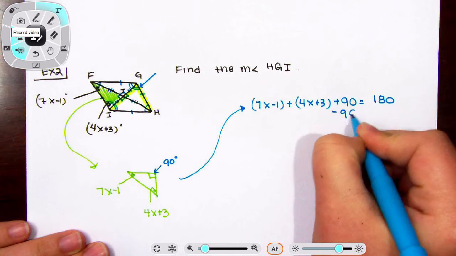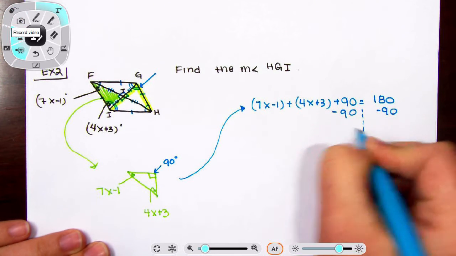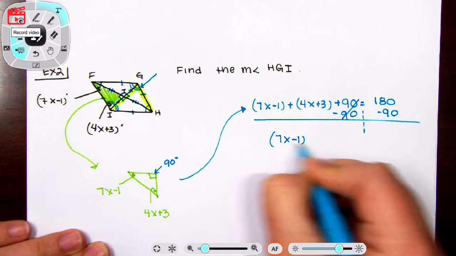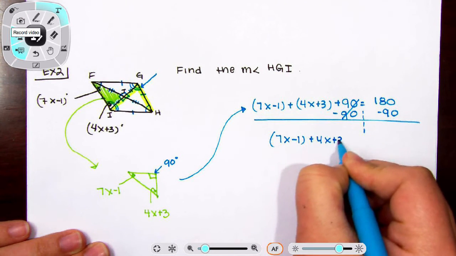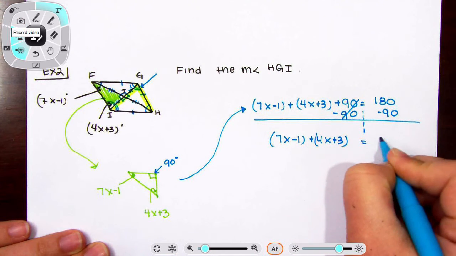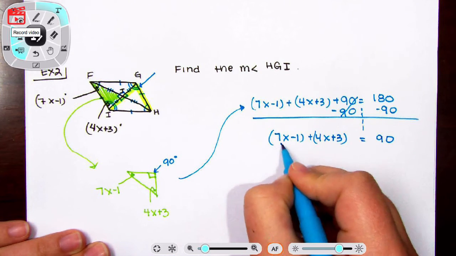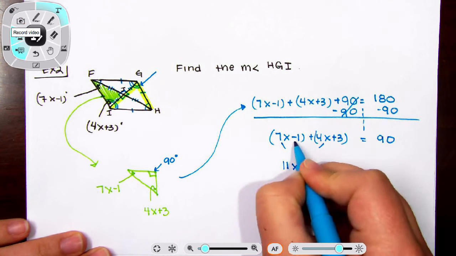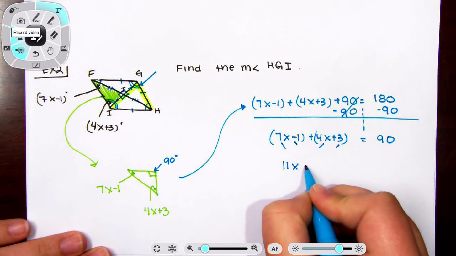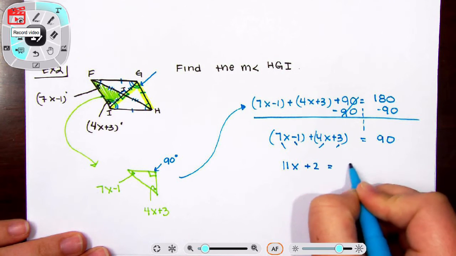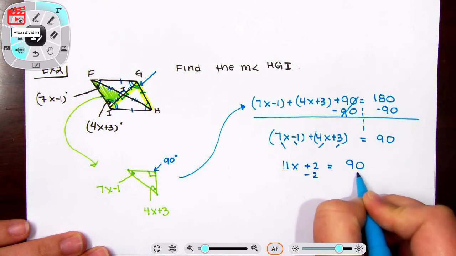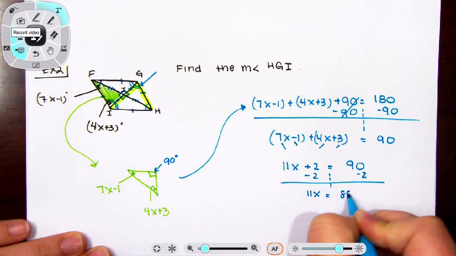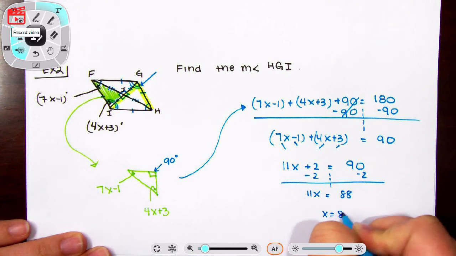I'm going to subtract 90 from both sides. 7x minus 1 plus 4x plus 3. You don't have to put parentheses around this if you don't wish. Equals 90. I'm going to combine like terms. 7, 8, 9, 10, 11. I have 11x. Negative 1 and positive 3, that's a positive 2. I'm going to subtract 2 from both sides. 11x is then equal to 88. X is then equal to 8.